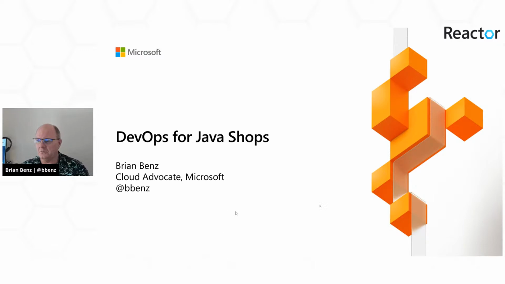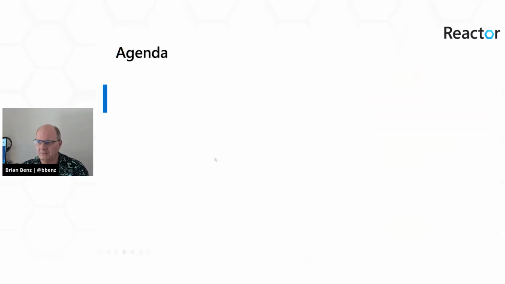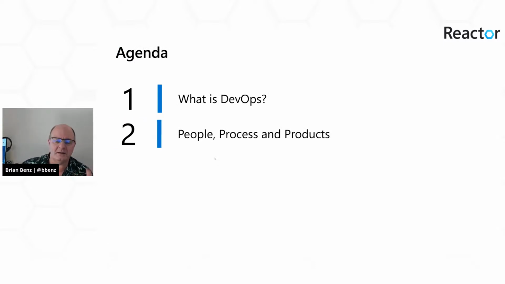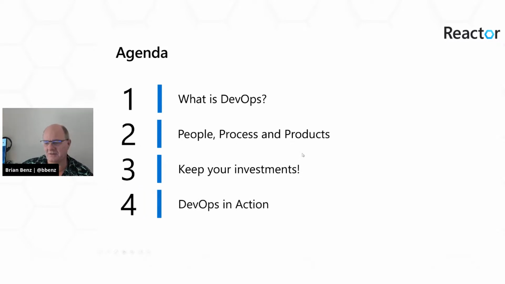For this particular one, there's a couple of things on the agenda. I'm going to review again what is DevOps. I'm going to talk about that in general, and then we're going to talk about people, process, and products. Keeping your investments as well, and then showing you DevOps in action with the GitHub demos. I also have a cool demo showing collaboration between myself and a colleague using Visual Studio Code too. So stick around for that one at the end.